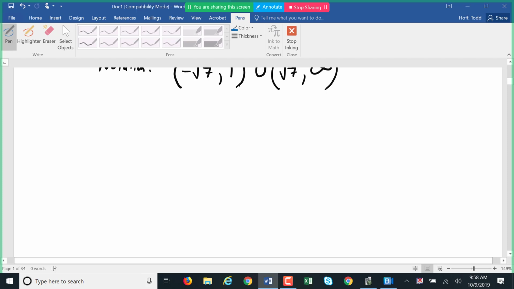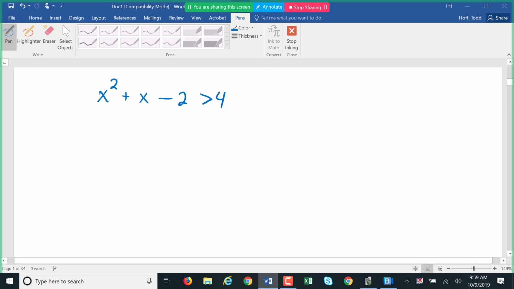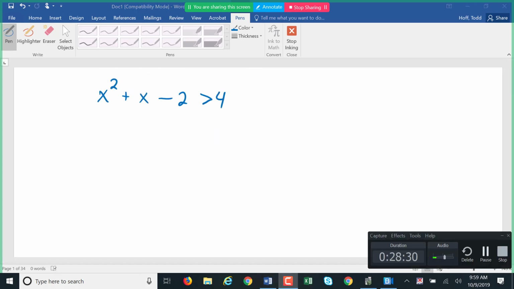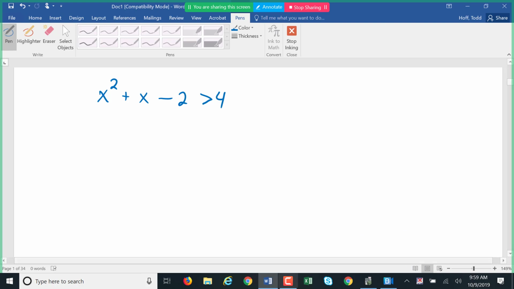I'm going to have you guys try a couple in your notes. Let's first do x squared. That one's no fun. Let me get a better one here. x squared plus x minus 2 is greater than 4. I'm going to give you a couple minutes to try that. I'm going to pause the recording so you've got time to work on it, and we'll go over it in a couple minutes.